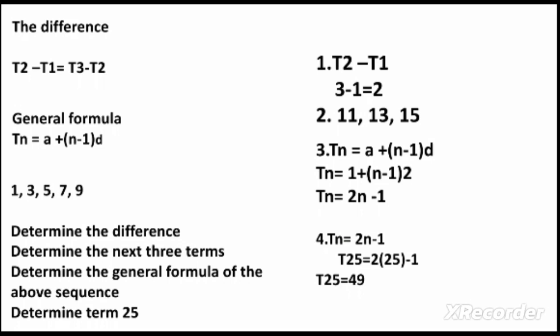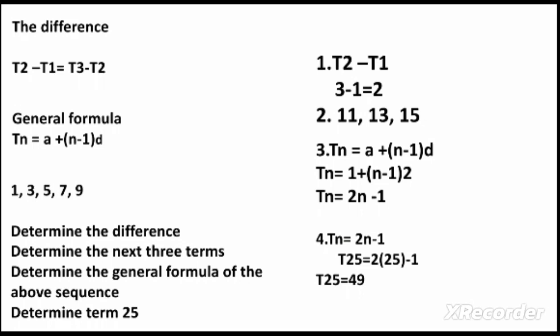So what you do, you substitute a, which is the first term, right? And then n is the number of terms, and d means the difference. Tn is the actual number on the sequence. For example, 1 and 3 and 5. Those are the actual numbers on the sequence. That is Tn. So let's say you're looking for term 2.